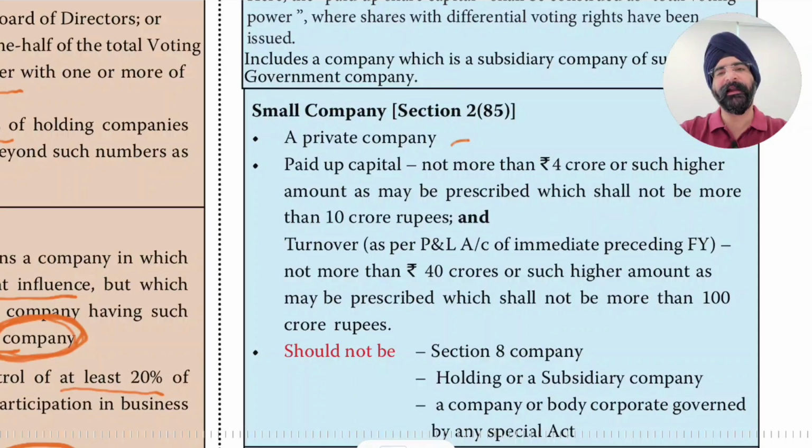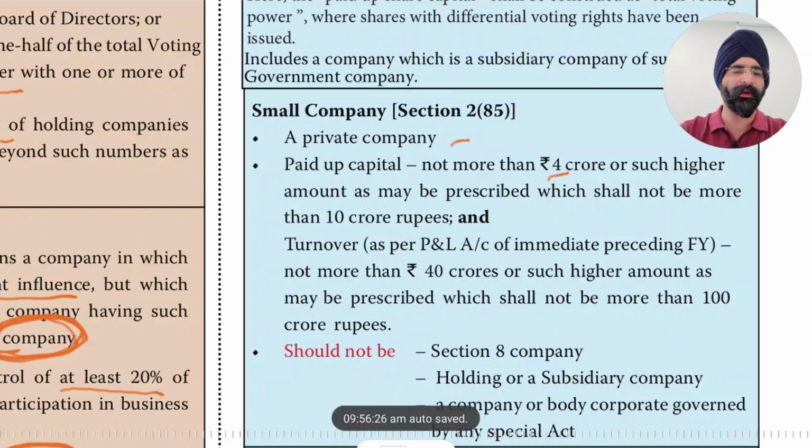So this 4 crore is also on the basis of higher prescribed amount. In law we will find that primarily it is written 2 crores or such higher amount, but this 4 came based on the present notification. This is presently prescribed 4 crores of paid up capital, and this is the maximum limit. If not more than means if paid up capital is rupees 4 crore, then it is a small company if it qualifies other conditions also. Not more than 4 crores or such other higher prescribed, but that higher prescription cannot exceed 10 crores.